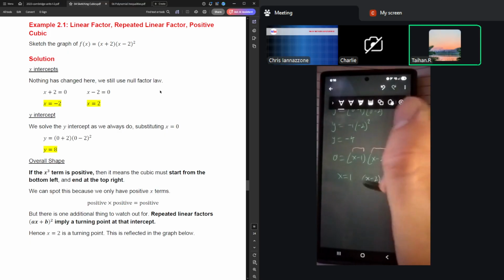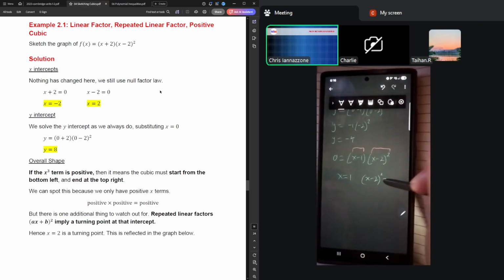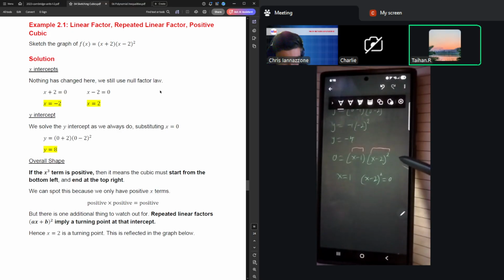Would it be just 2? Yeah, it'll be 2. Sorry, I don't know what's complicating that. Nah, it's fine, because it looks different sometimes.